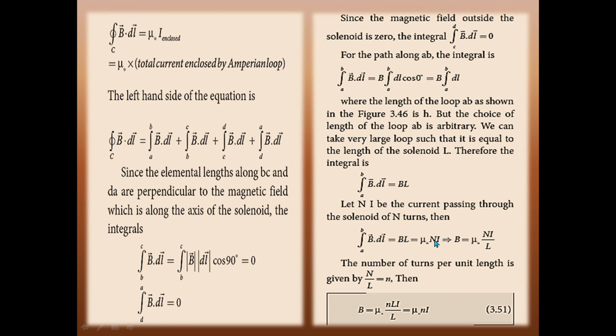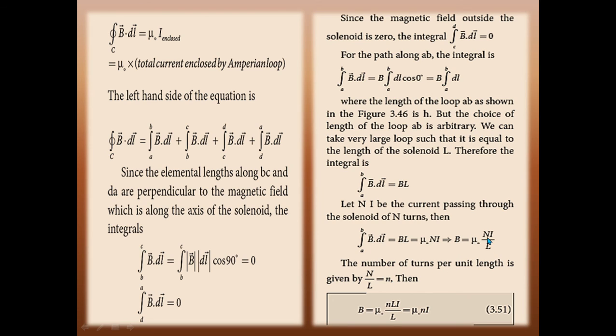From this equation, we rearrange: B is equal to mu naught NI divided by capital L. The number of turns per unit length is given by capital N divided by capital L, which is equal to small n. So what is the value of capital N? Capital N is nothing but small n into capital L, the number of turns of the solenoid.